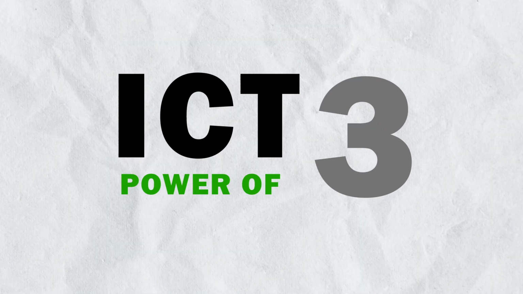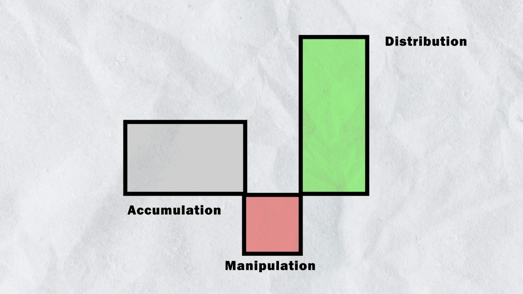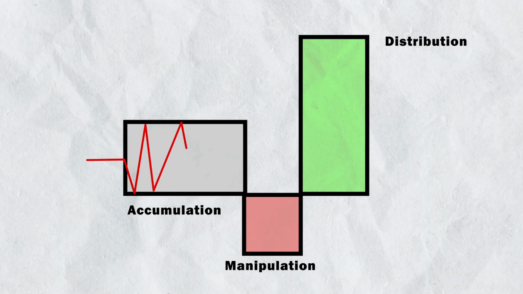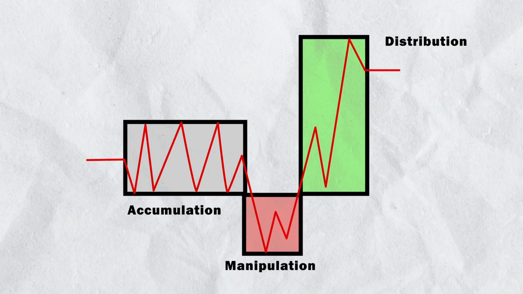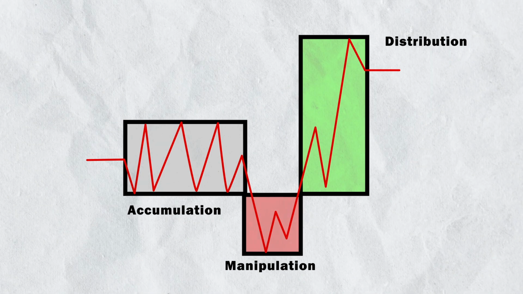ICT's Power of 3 concept, encompassing accumulation, manipulation, and distribution. Initially, we'll cover the basics of open high-low close and open low-high close before delving into the essence of the Power of 3, including its identification and illustrative examples.